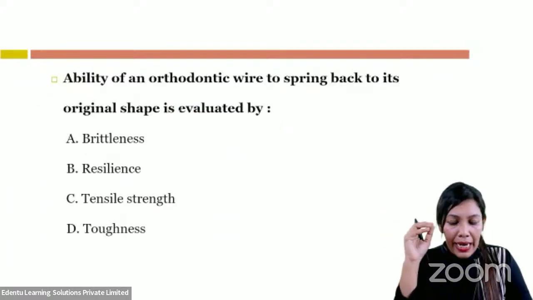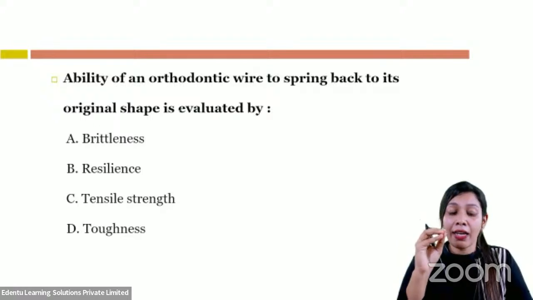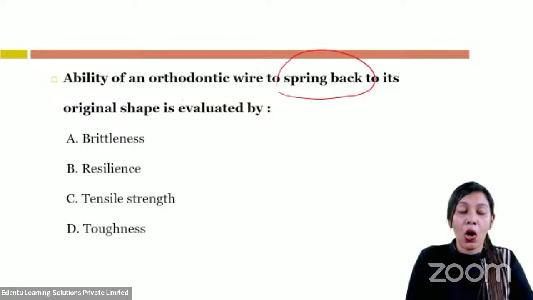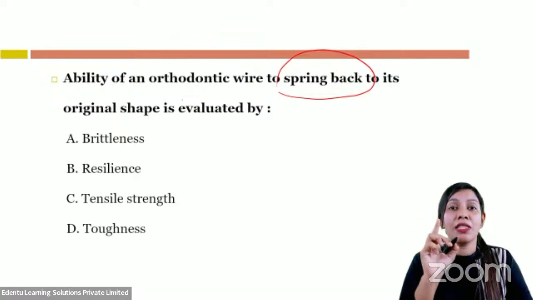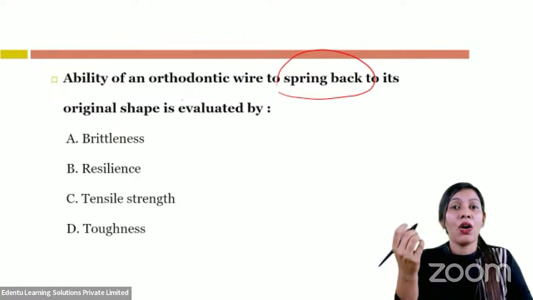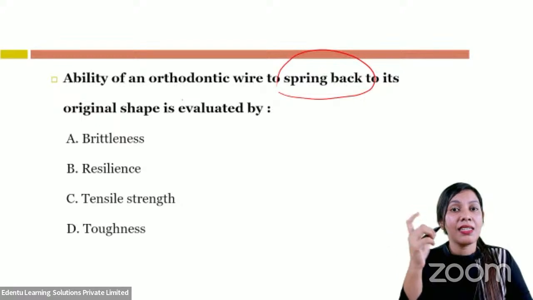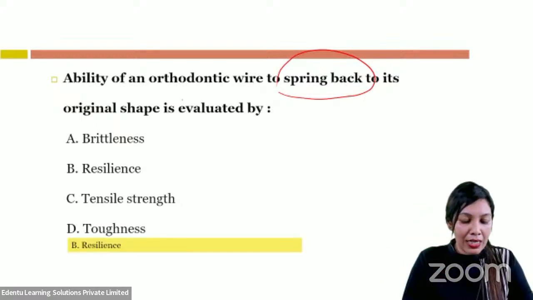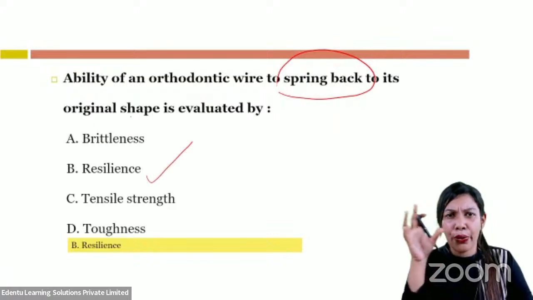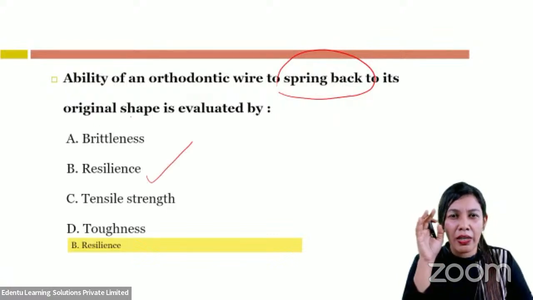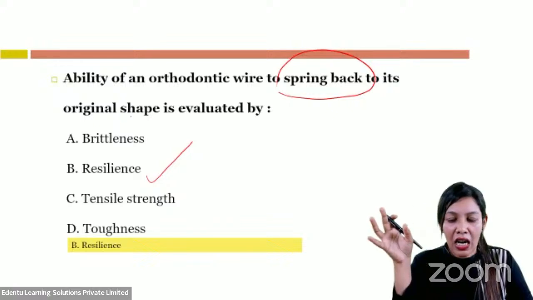Next important, the ability of an orthodontic wire to spring back to its original shape, which was the answer? Of course, we need to think resilience. Resilience, RES. E for the energy, S for the springiness. So the answer is resilience. This is how you correlate the codes or mnemonics which we use to that of the answer.